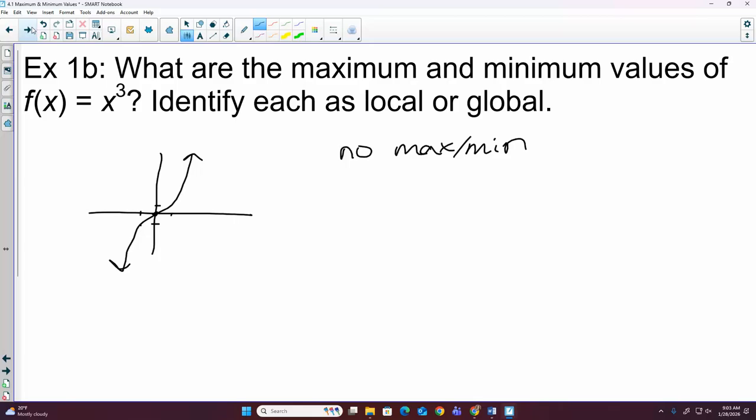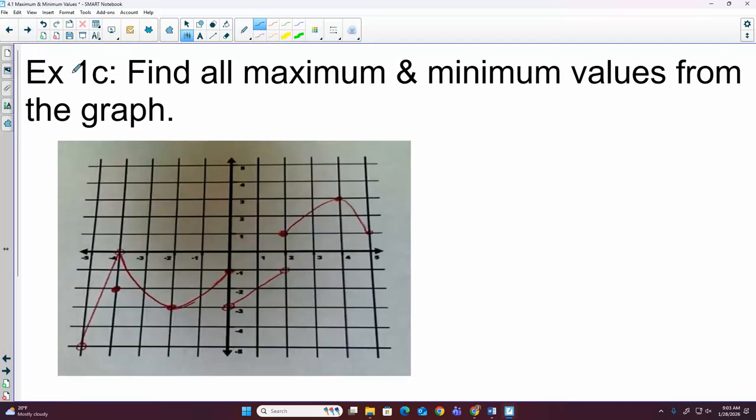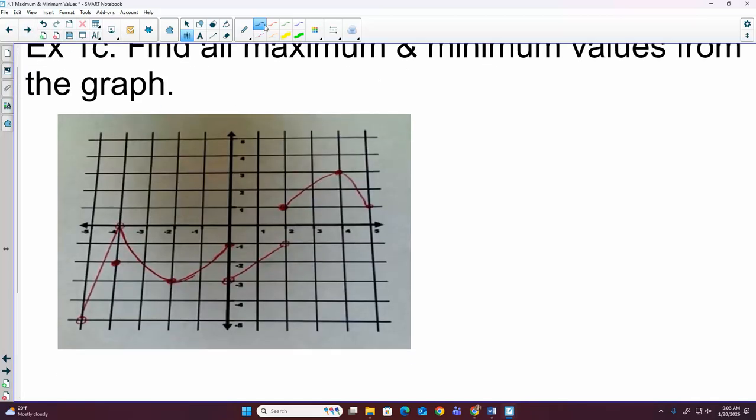I apologize, I tried to put a graph on here, but it did not print very well, so it's kind of hard to read. So this is an open circle right here. This is a closed circle, this was an open circle. I apologize for how difficult that is to read on your paper.